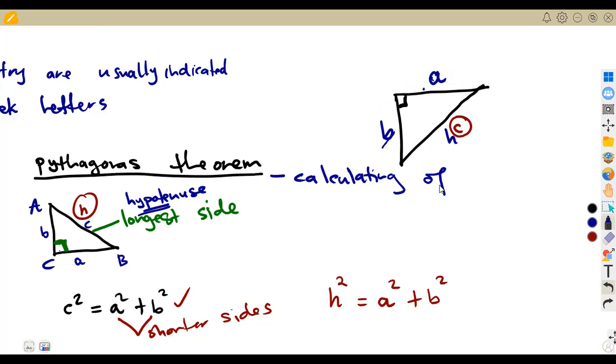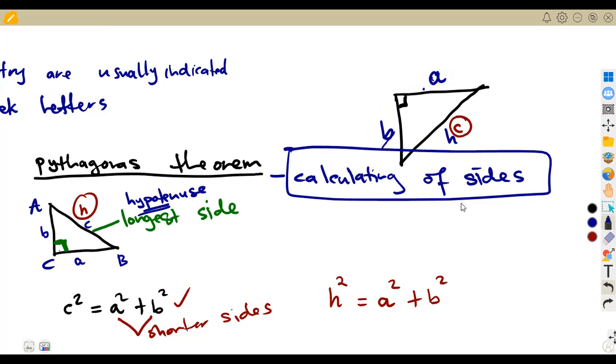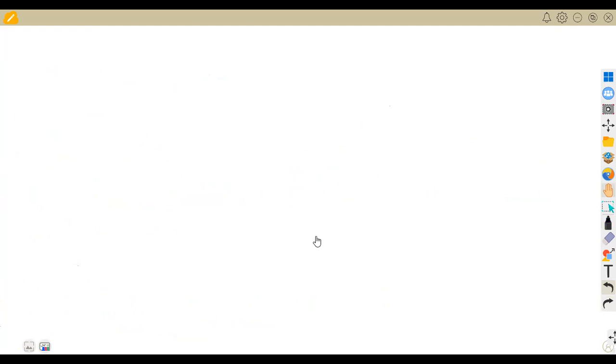Calculating of sides. So we are not going to have any condition of the Pythagoras theorem being used in calculating an angle. It only applies in calculating of sides. When given two sides, you're going to calculate the third side. So that is the condition of your Pythagoras theorem. It only works on a right angle triangle.